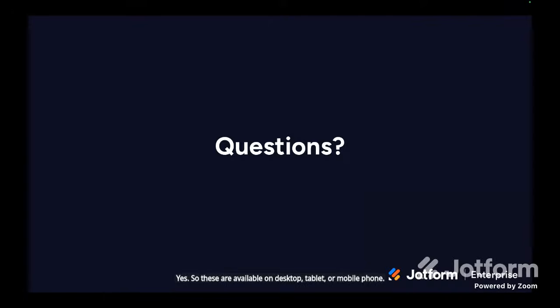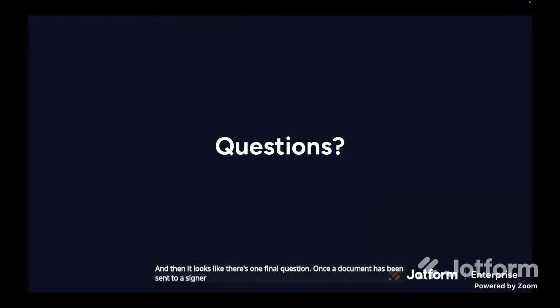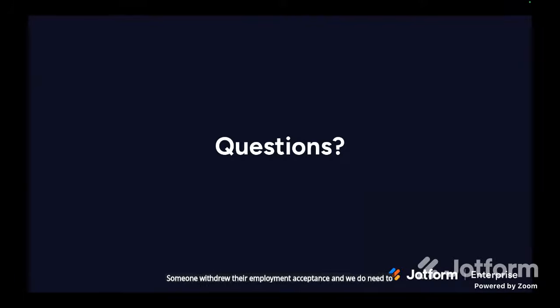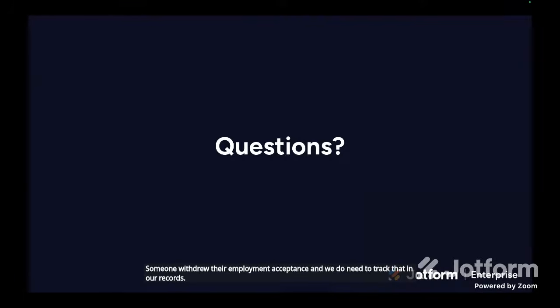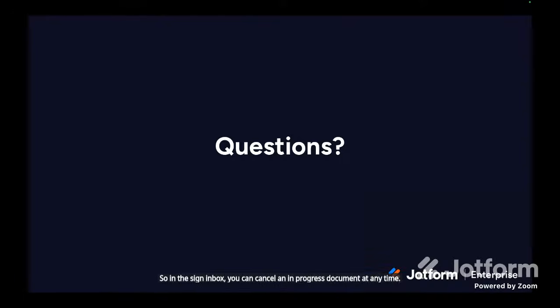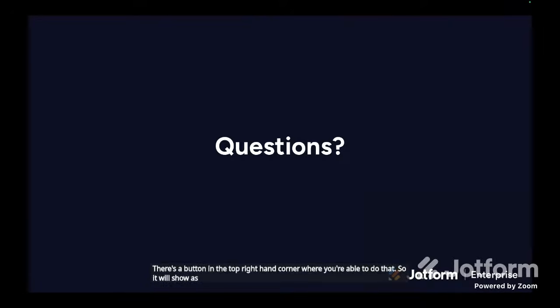And then it looks like there's one final question. Once a document has been sent to a signer, can you cancel it? For example, someone withdrew their employment acceptance, and we do need to track that in our records. So in the sign inbox, you can cancel an in-progress document at any time. There's a button in the top right-hand corner where you're able to do that. It will be labeled as canceled, so you can have that for your records.